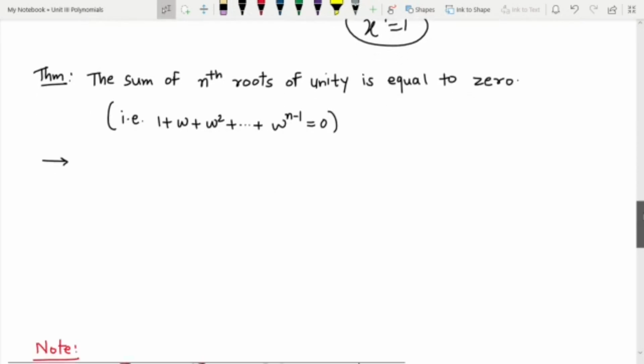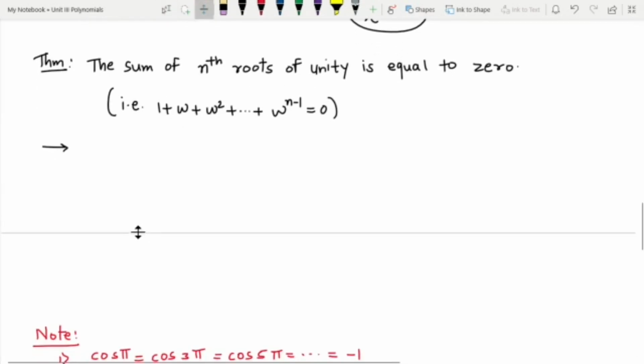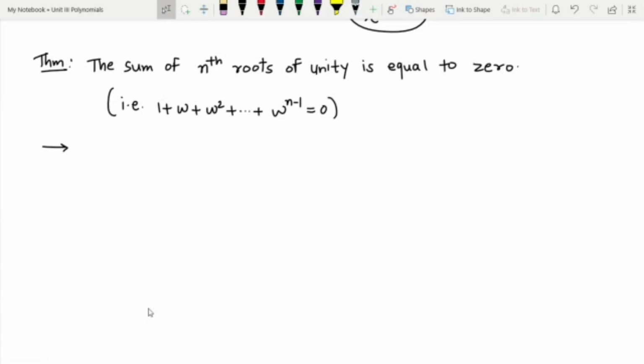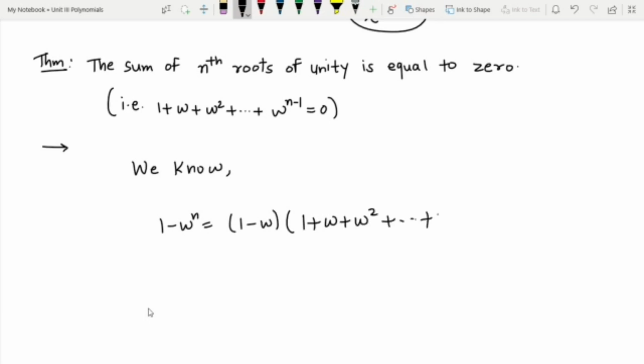Now in order to prove sum of nth roots of unity is equal to 0, we are going to use one formula. Okay, we know what is our 1 minus omega raised to n. I am talking about the formula only, and it is nothing but 1 minus omega inside the bracket 1 plus omega square plus so on plus omega raised to n minus 1. I think you might have come across this formula somewhere before. So therefore what will be the value of 1 plus omega square plus so on plus omega raised to n minus 1? It will be 1 minus omega raised to n upon 1 minus omega.